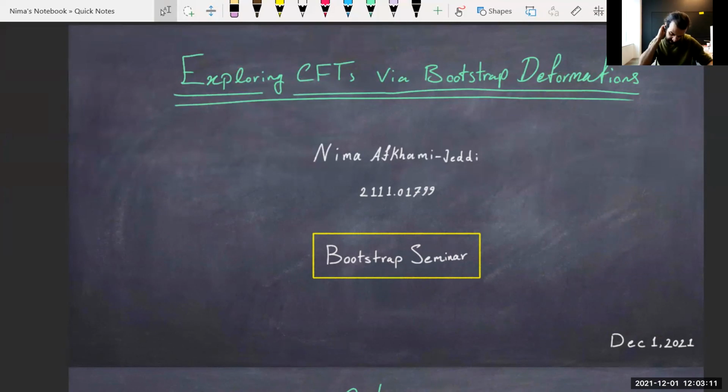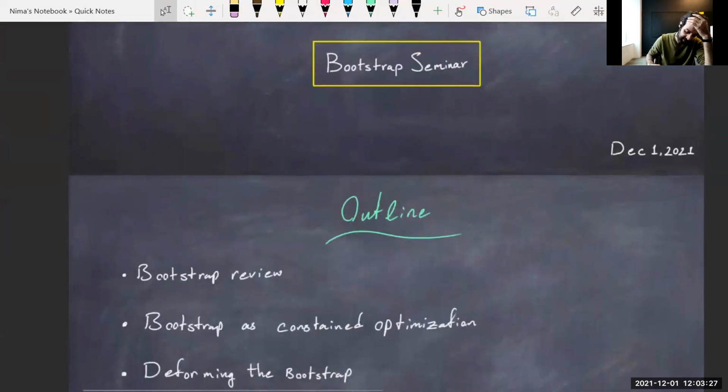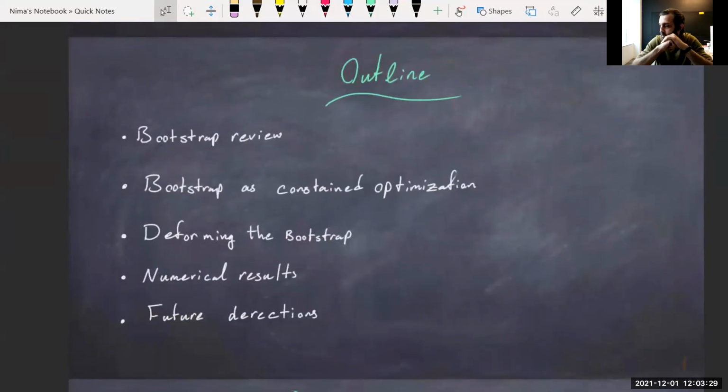So today I'll be talking about this paper that came out a few weeks back. The talk will involve, let's go straight to the outline. So the talk will start with a review, and I know that all of you are experts in the Bootstrap, but please bear with me a little bit so that at least I can establish some notations.